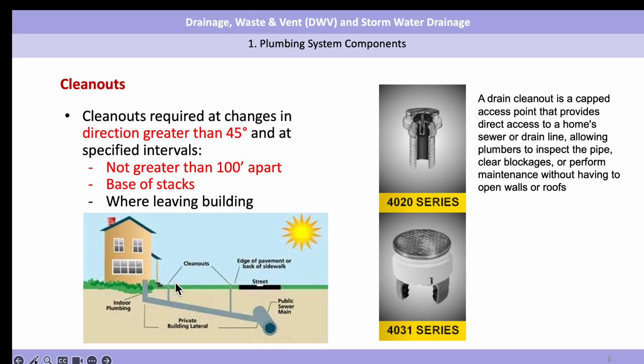And how do we design a clean out appropriately? A clean out is required at changes in direction greater than 45 degrees and at a specified interval no greater than 100 feet apart. That means for less than 100 feet, we need to include one clean out. And at the point where the pipe is leaving the building, we cannot install it within the building. Most of the time, for the wastewater pipe outside of the building, we have to consider installing a clean out.